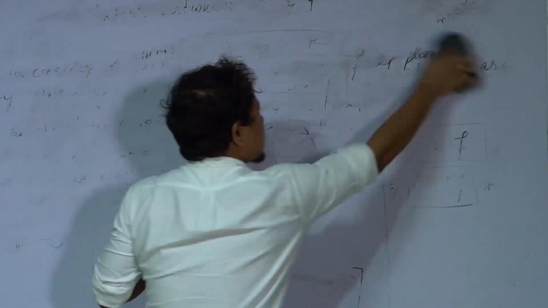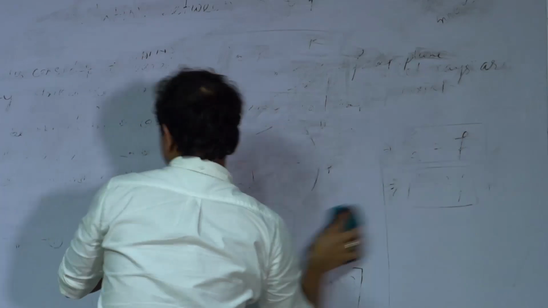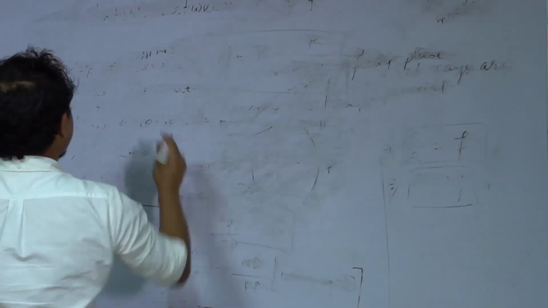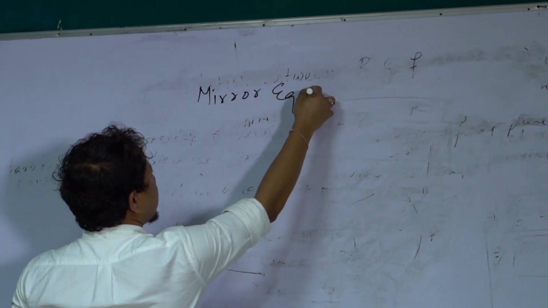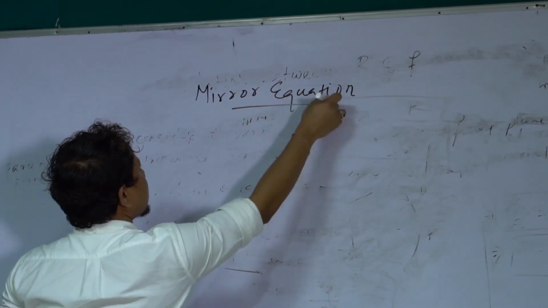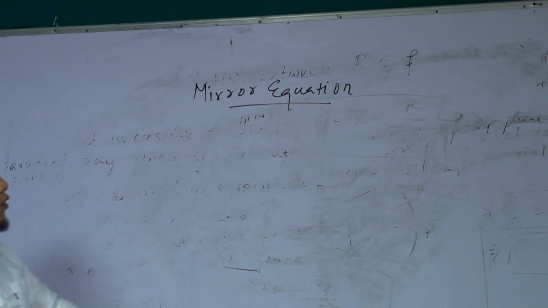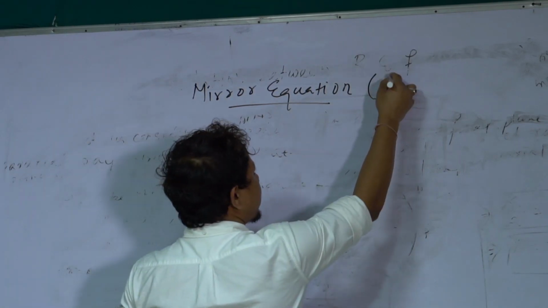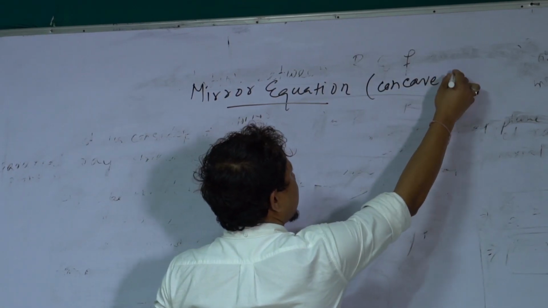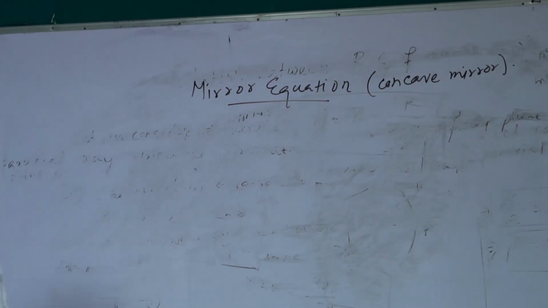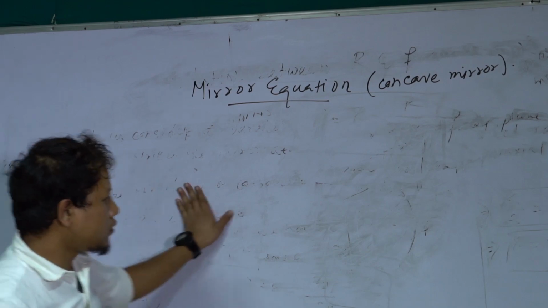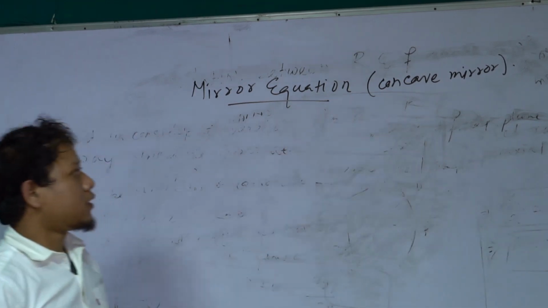So this is done. Now we'll discuss the next topic, which is very important. This is the mirror equation. We'll derive the mirror equation for concave mirror, but the same goes for convex mirror also. Because of shortage of time, you try to solve it yourself for the convex mirror.